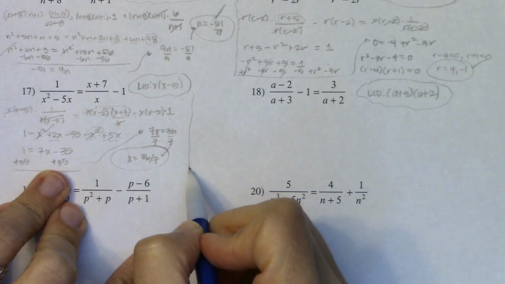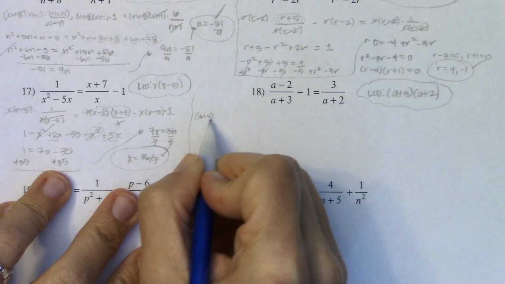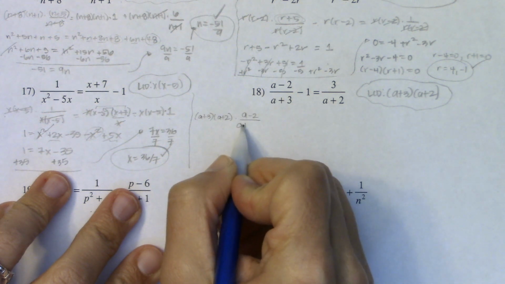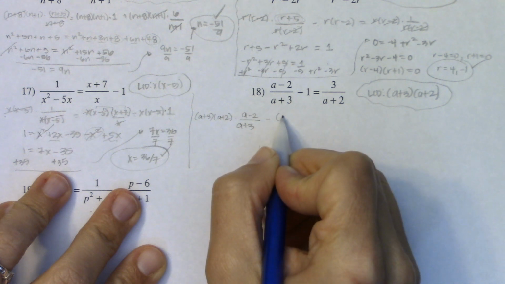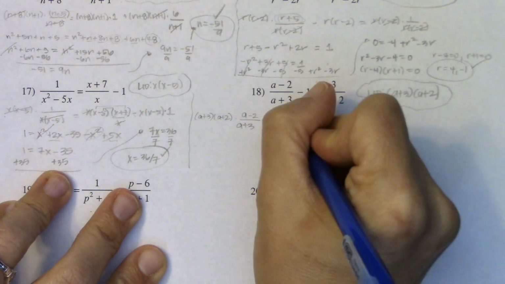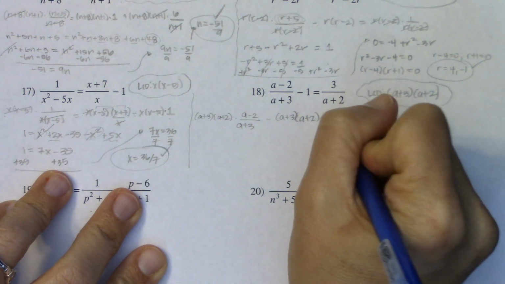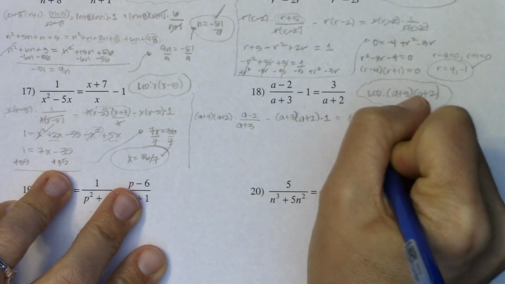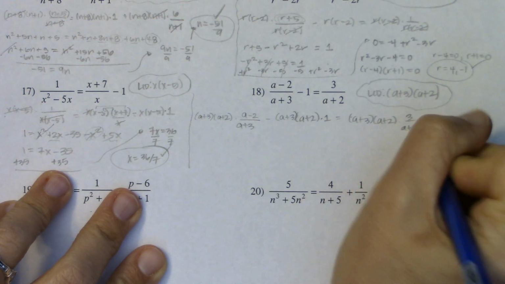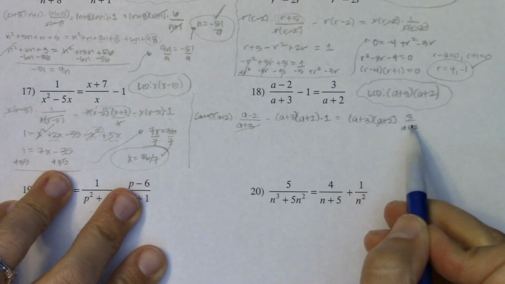Okay, let's try this with 17 and 18. Let's multiply this LCD of a plus 3, a plus 2 to my first fraction of a minus 2 over a plus 3, minus, we've got a plus 2, let me go in order, a plus 3, a plus 2, doesn't really matter the order, but I'll just stay consistent, times 1, and that's going to be equal to a plus 3, a plus 2 times 3 over a plus 2. All right, so the a plus 3's cancel, nothing cancels here, a plus 2's cancel.